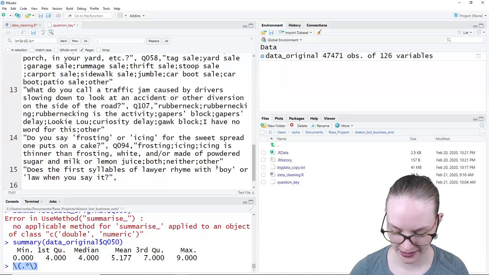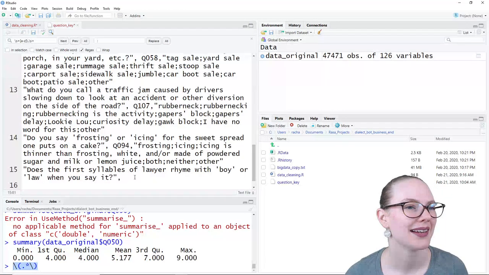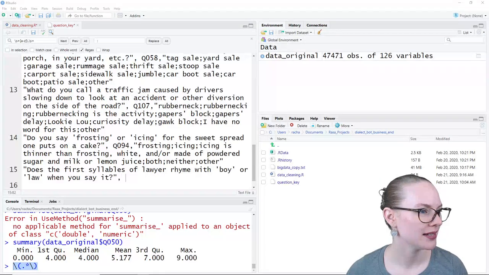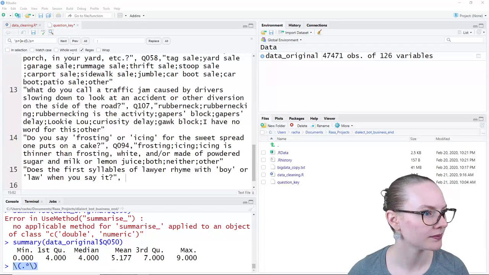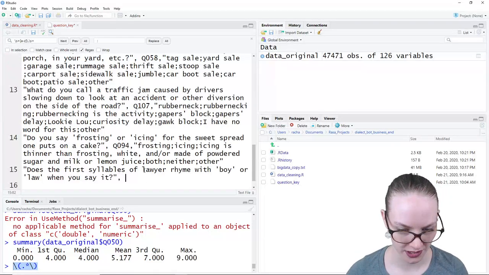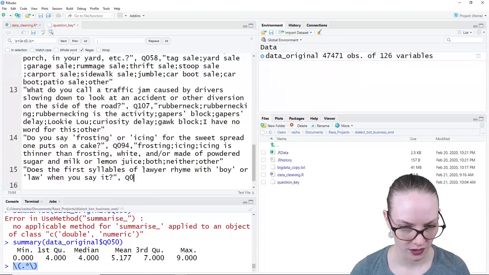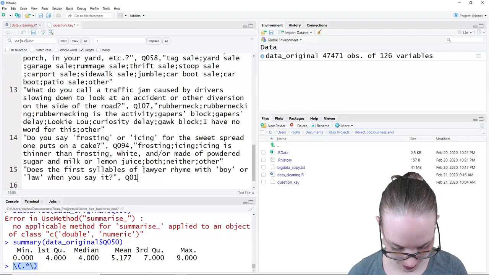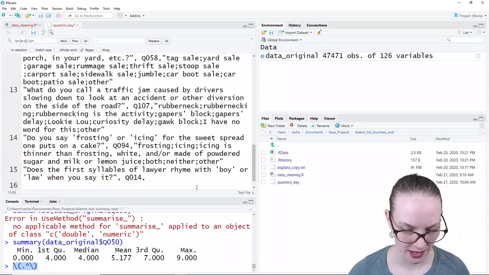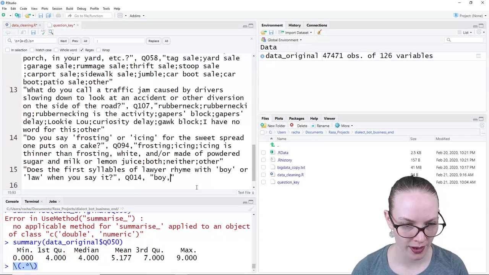And hopefully the intonation will be correct. Otherwise, that's going to be a really hard question to answer via voice. All right, and then lawyer. It is question 14. Q014. And it is boy.